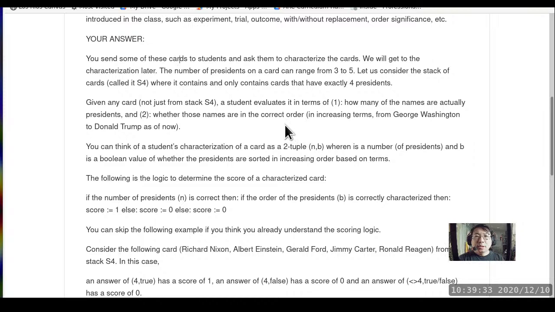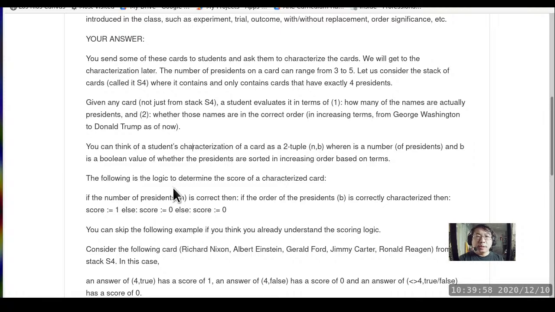All right, are there any questions? Nope. Okay, I'm not seeing any questions, so we're moving on. You can think of a student's characterization as a two-tuple, where n is a number to indicate the number of presidents on a particular card, and b is a boolean, whether the presidents are sorted in an, quote-unquote, increasing order based on terms.